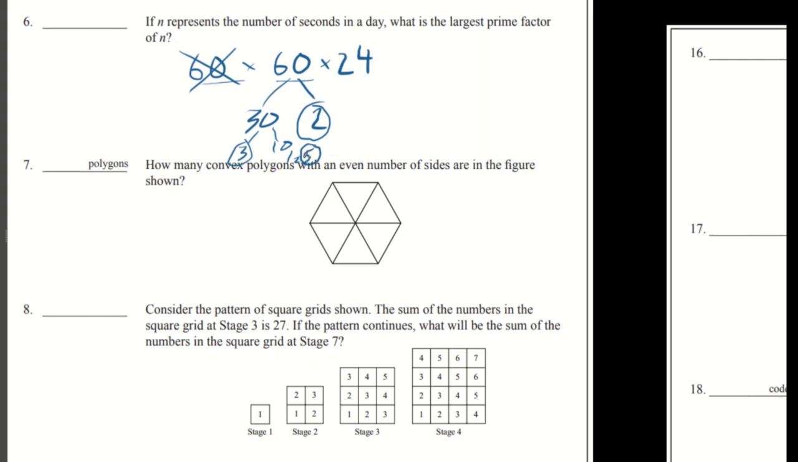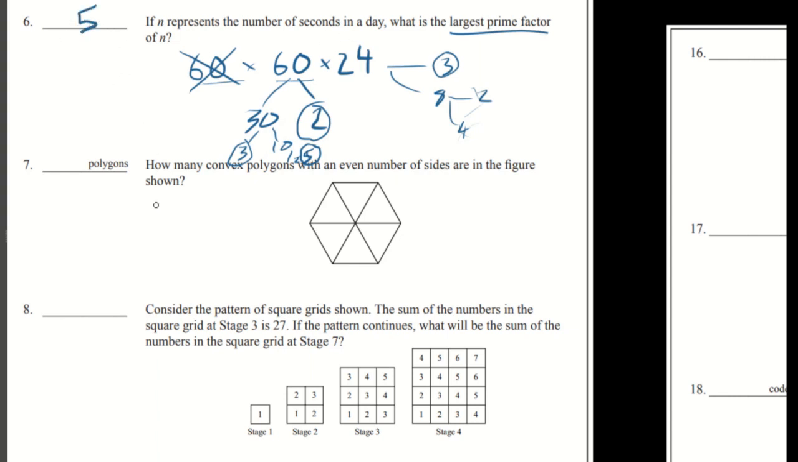Okay. So let's see if there's a bigger prime factor over here in 24. How do I break up 24 into two pieces? 3 and 8. Are those prime? 3 is prime. What about 8? 4 and 2. Or you could just go 2, 2, 2. But actually, they're already smaller than 5. So I don't even need anything else. I know 5 is the biggest. Okay. All right, so the largest prime factor of the number of seconds in a day is 5.